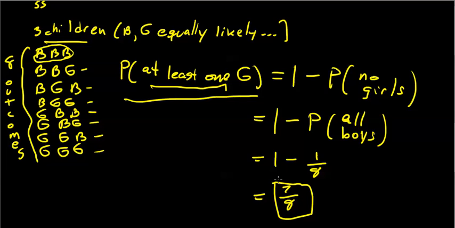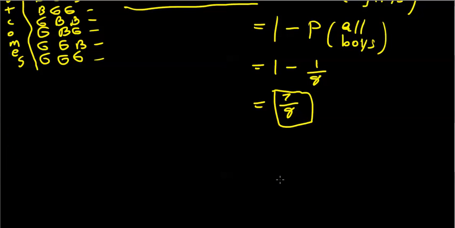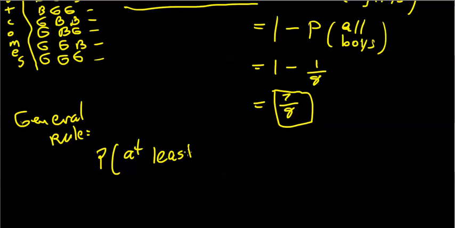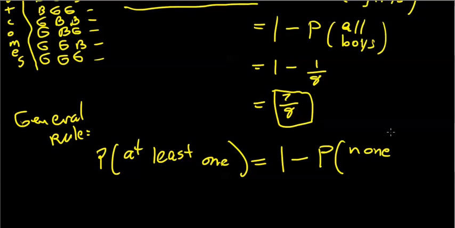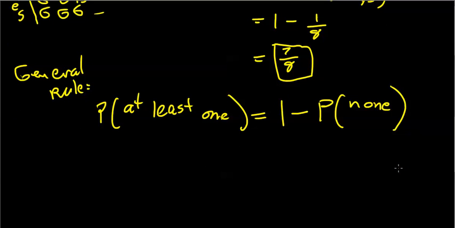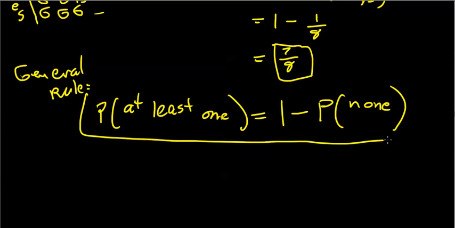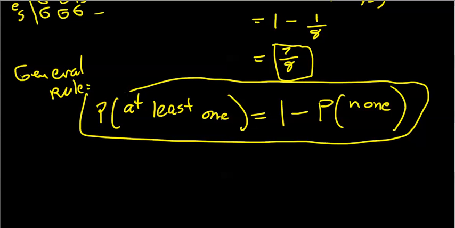We can extend this idea to other problems where we're asking for at least one. So our general rule is going to be, the probability of at least one of whatever we're looking for, we can easily find by taking 1 minus the probability of none, regardless of the characteristic of interest. Let me put a nice big box around that.